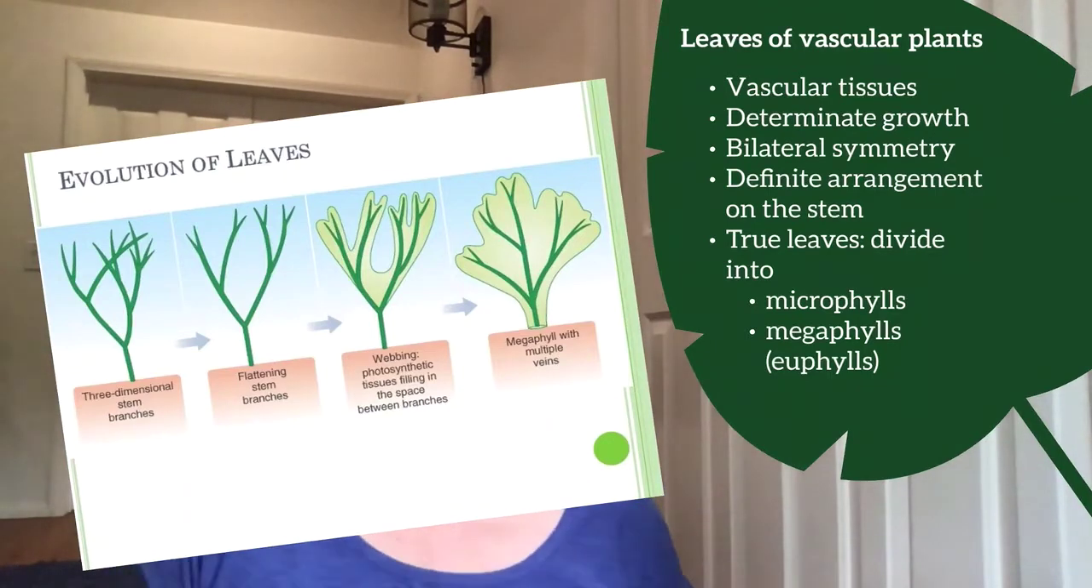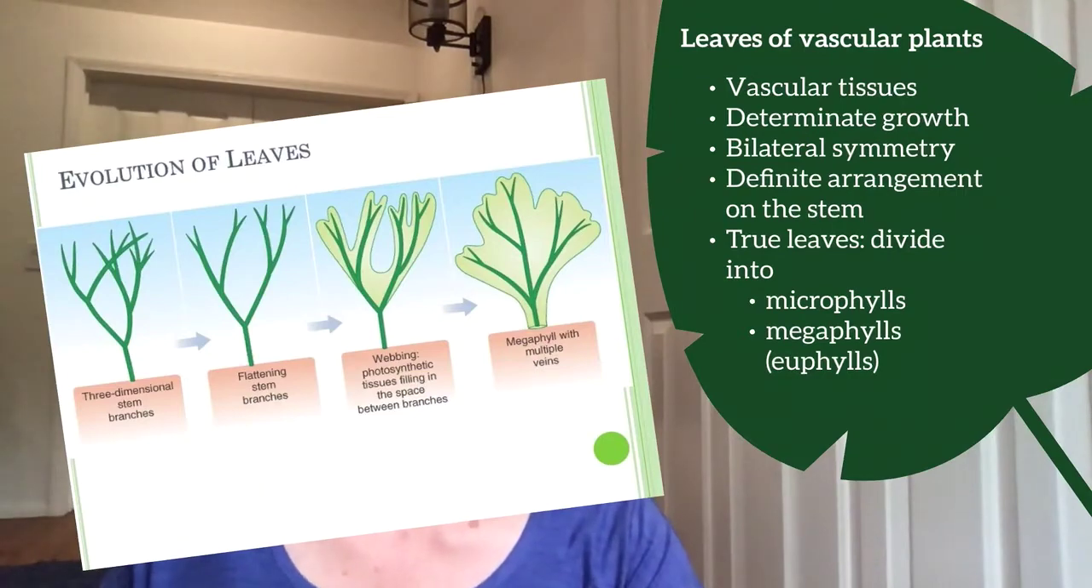And really, we'll see an example later, only club mosses have microphylls. The rest of our vascular plants have megaphylls. These are also known as true leaves. Even though they're all true leaves, sometimes we use the word euphyll. EU in front of a word in biology usually means true. So this is the flattened leaf that we think of.